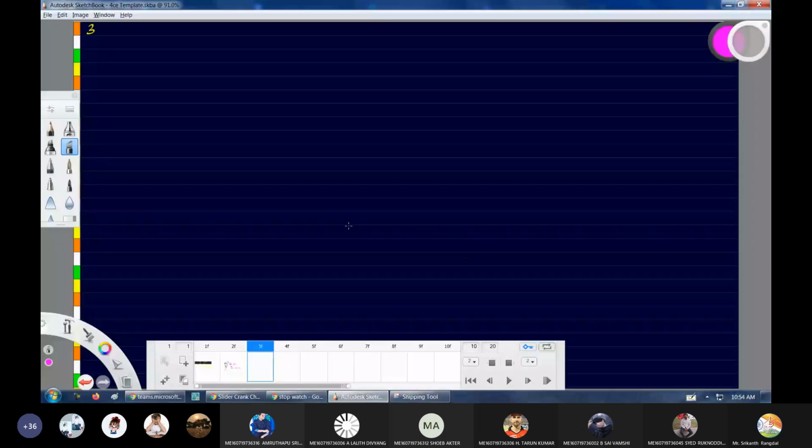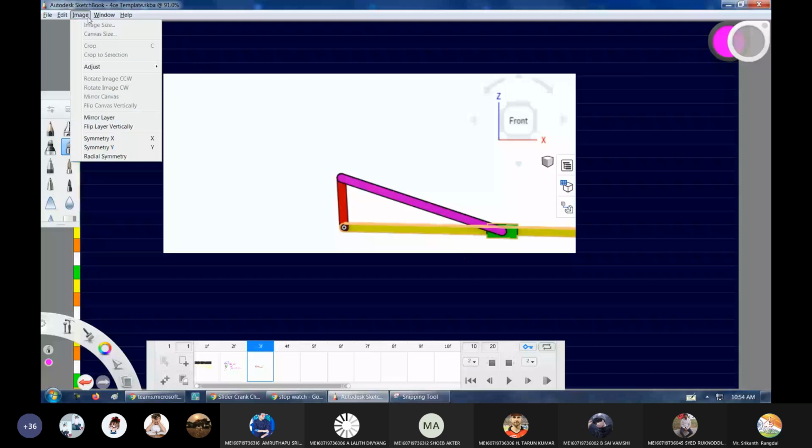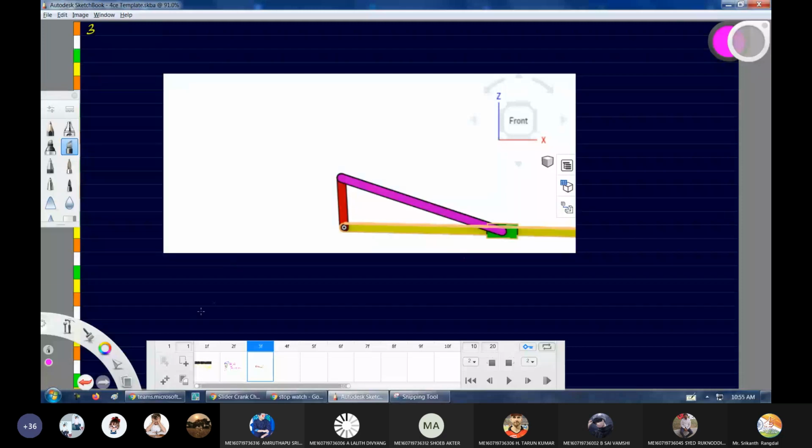Okay. Now I'm interested in two positions. What are those positions? Red one. So these two positions are what I'm interested in. When the pink link is here and when the pink link is here.